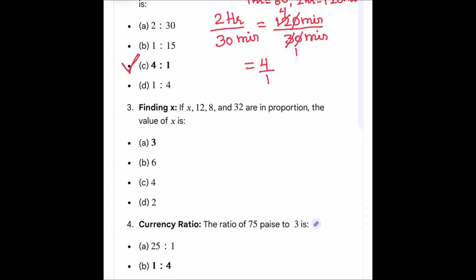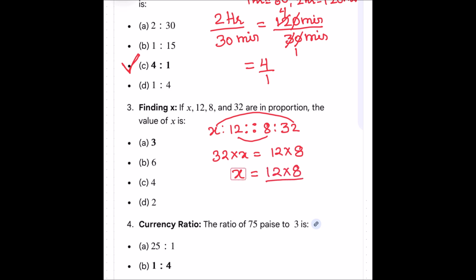Next question is the value of x. If x, 12, 8 and 32 are in proportion, so all these numbers are in proportion. So we are going to write x is to 12 as 8 is to 32. When the numbers are in proportion, the product of the means is equal to the product of the extremes. So 32 times x will be equal to 12 times 8. To find the value of x, we'll transpose 32 to the right hand side. So this will be 12 times 8 divided by 32.